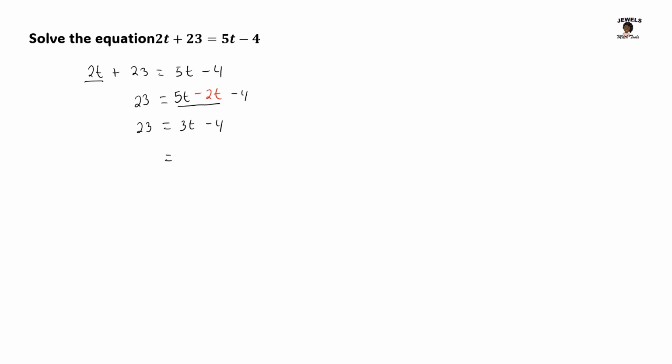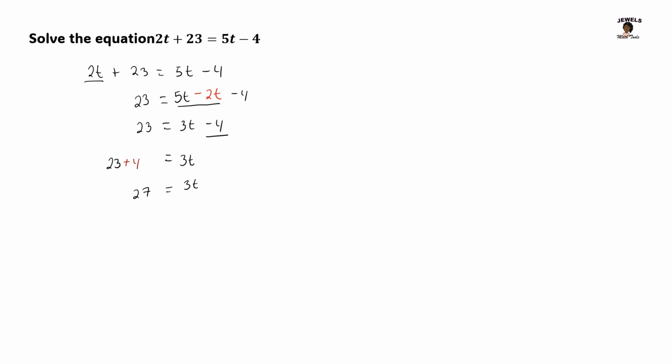So I'm going to be moving my 4 now to the left hand side of my equation. So my 23 will be added to my 4, since the sign in front of 4 is minus, and then we're going to just return that 3t back to the equation. So now let's simplify the left hand side, and 23 plus 4 will equal 27.